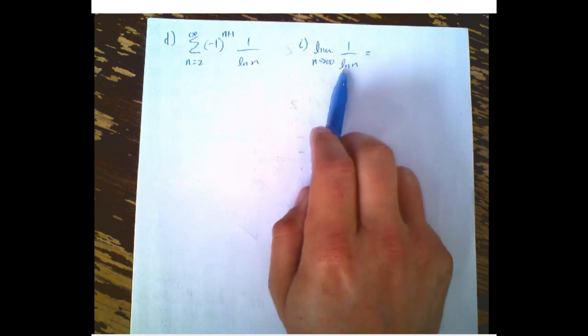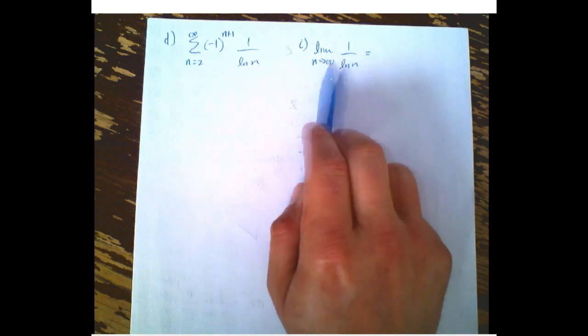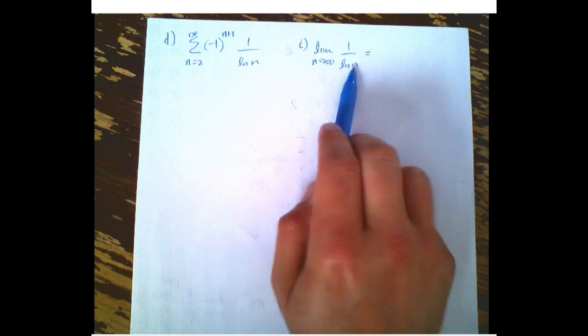We need this limit to be 0, is it? Well, what's the natural log doing as n goes to infinity? Natural log also goes to infinity, so that's 1 over infinity, that's 0. Condition 1 is met. Now for condition 2, let's consider our derivative.